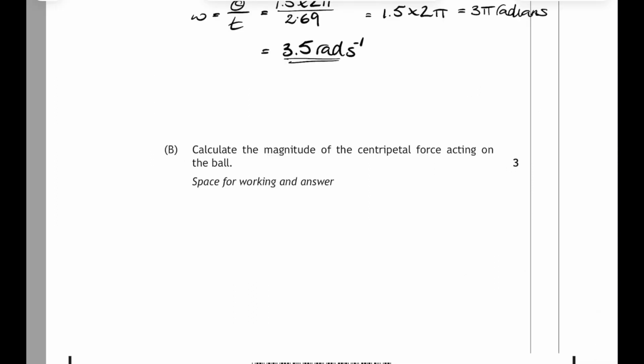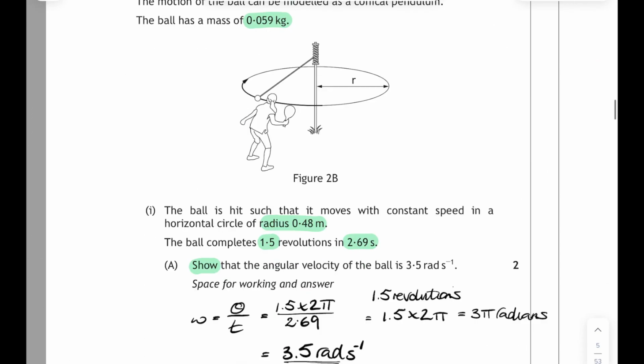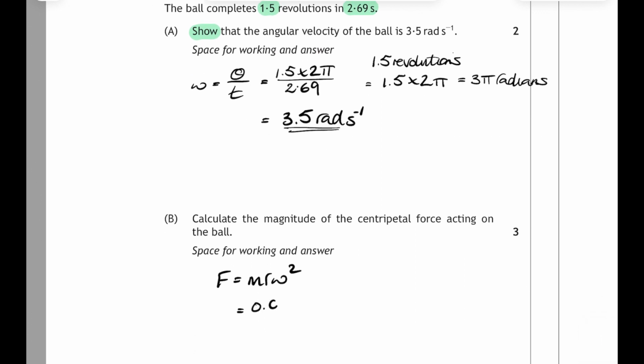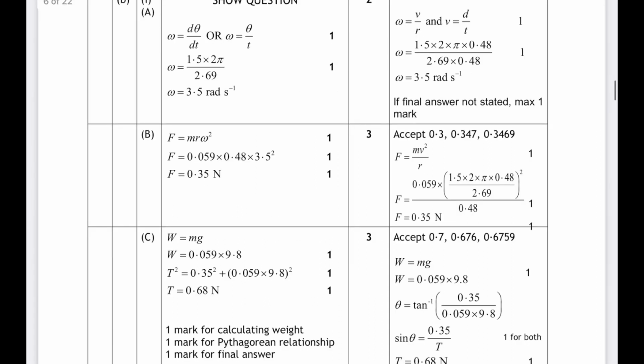Right, part B, calculate the magnitude of the centripetal force acting on the ball. Well, we're going to use the version F equals m r omega squared because we've just been given the angular velocity. So the mass was 0.059, the radius was 0.48 meters, and the given angular velocity was 3.5, and don't forget to square it in this equation, and if you do that in your calculator you'll get 0.35 newtons. That's a bog standard 3 marker for equation, substitution and final answer with the correct unit.